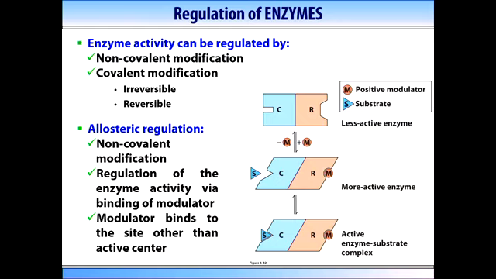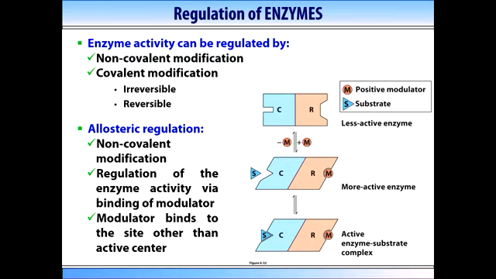So let's say when there is no modulator, the enzyme is not working. But when the modulator binds, the enzyme changes its conformation so that it can bind the substrate and basically exert the catalytic reaction that it's supposed to work on. So this is an example of what the allosteric regulation is.